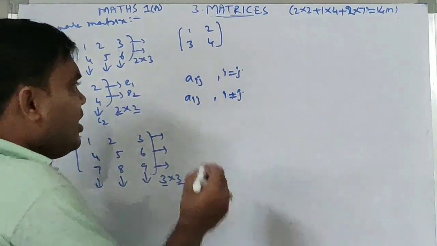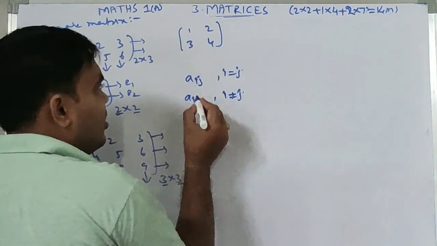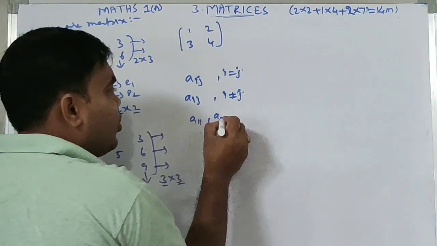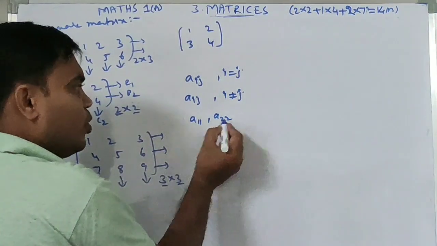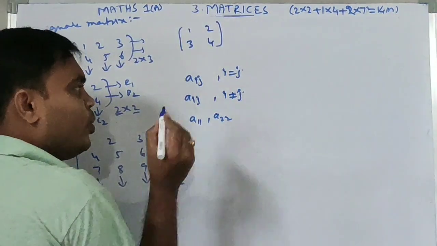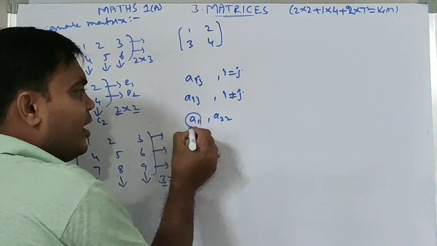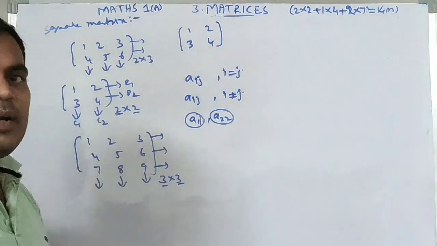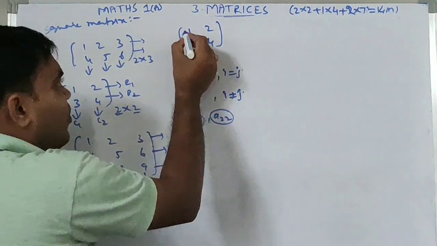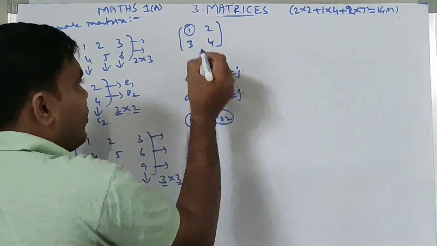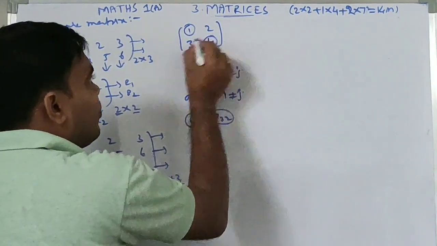Okay, so Aij for this: A11, A22. So 1, 1, 2, 2. 1 and 1 are equal, 2 and 2 are equal. So A11 and A22 are called the principal diagonal. A11 is first row, first element 1; A22 is second row, second element 4.